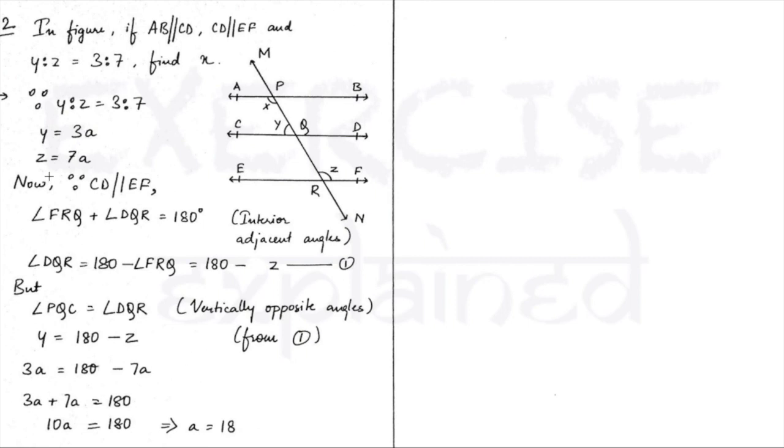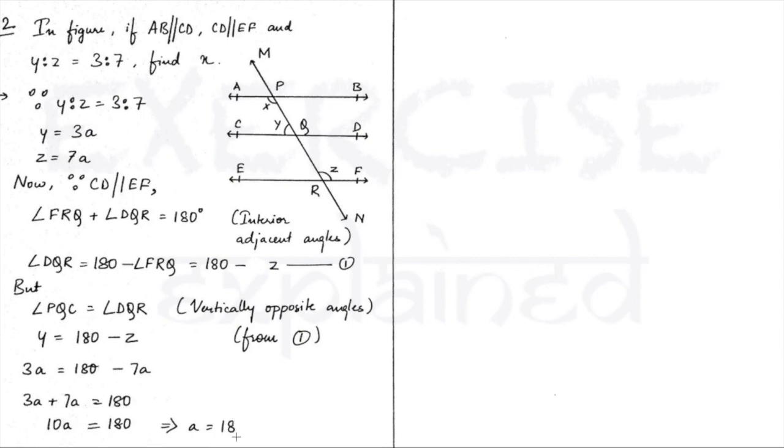Now let's go back to the starting of the question where we had assumed Y as 3A and Z as 7A. So I just substitute Y as 3A and Z as 7A over here. So what we get is 3A is equal to 180 minus 7A. 7A goes to the left hand side. So 3A plus 7A is equal to 180 degrees. So we get 10A is equal to 180, A is equal to 18.